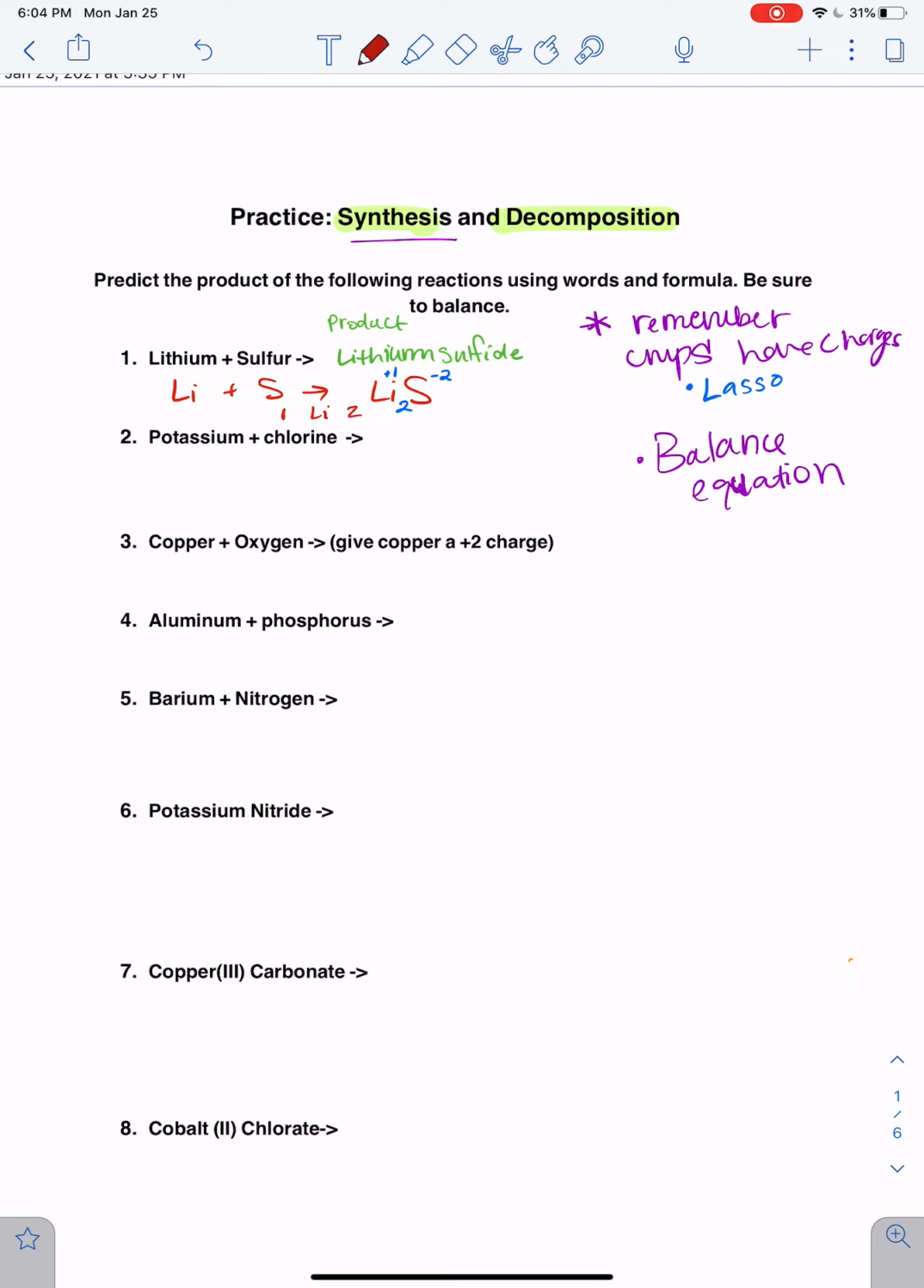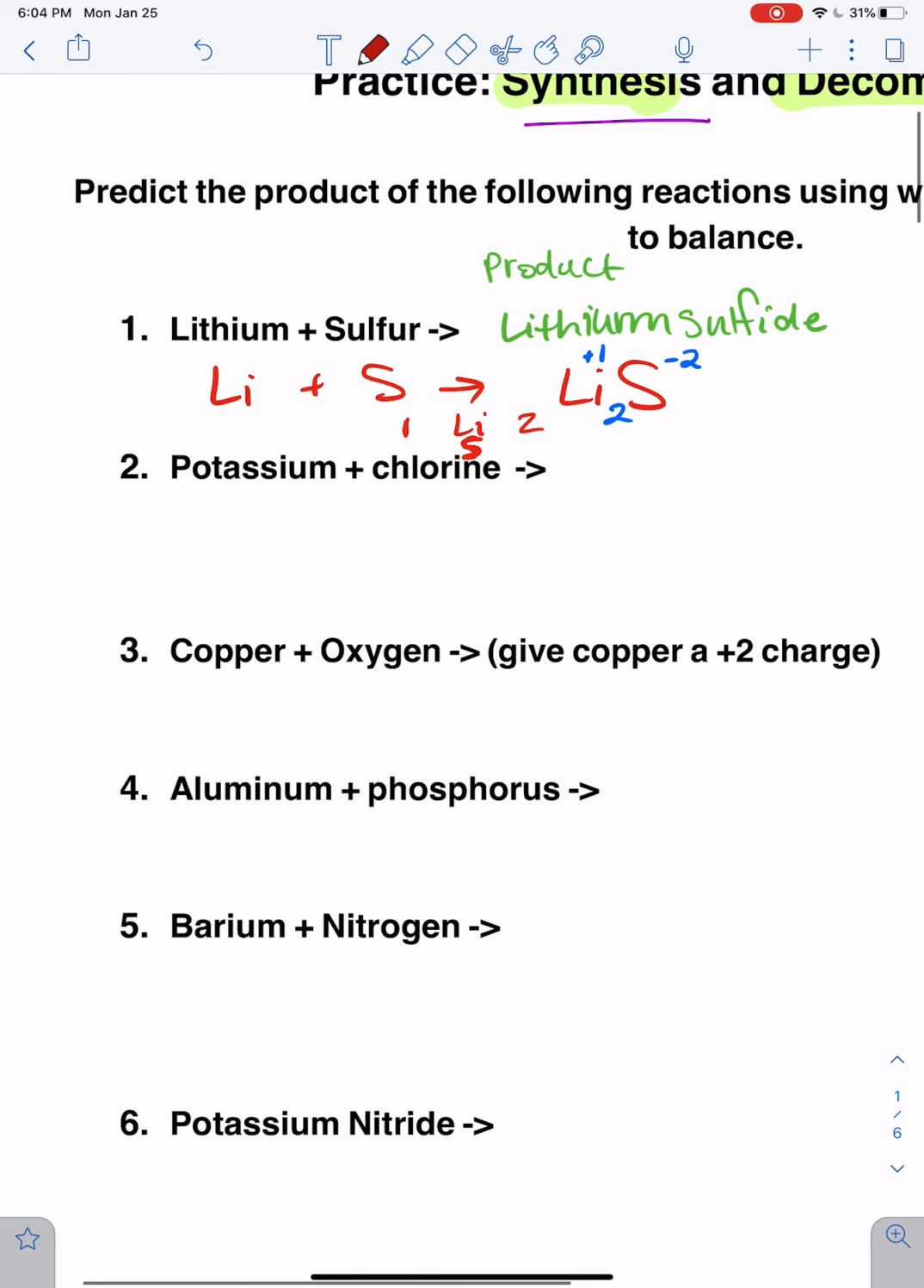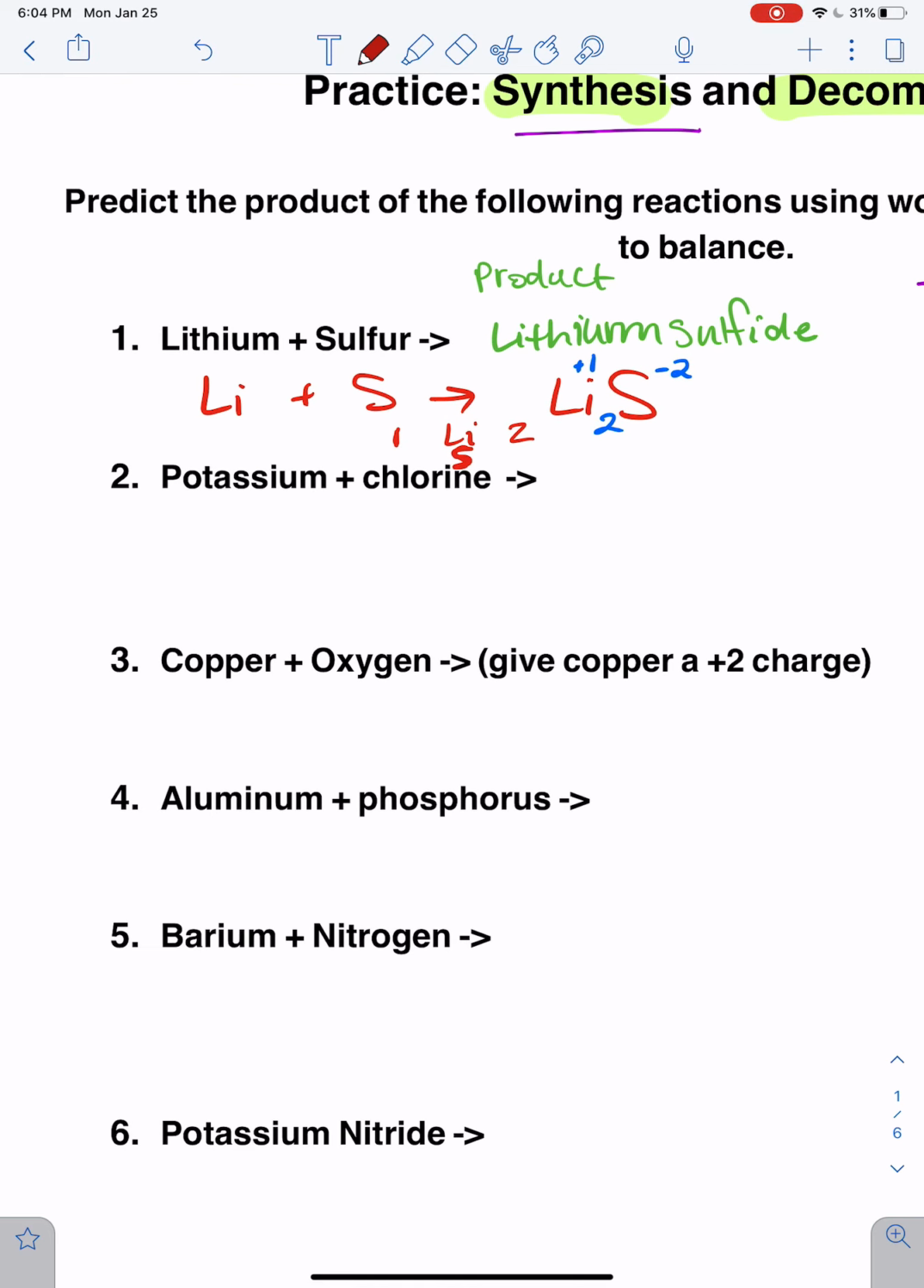So let's do the same thing to the sulfurs. I'm going to put the sulfur here. I'm sorry, I'm running out of room. On the reactant side, I have 1 sulfur, so I'm going to write a 1. On the product side, I have 1 sulfur, so I'm going to write a 1.